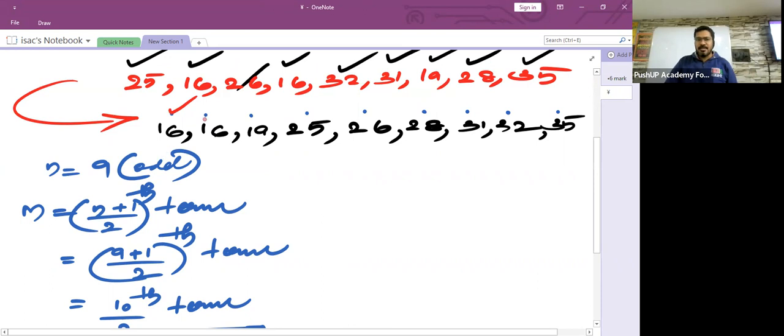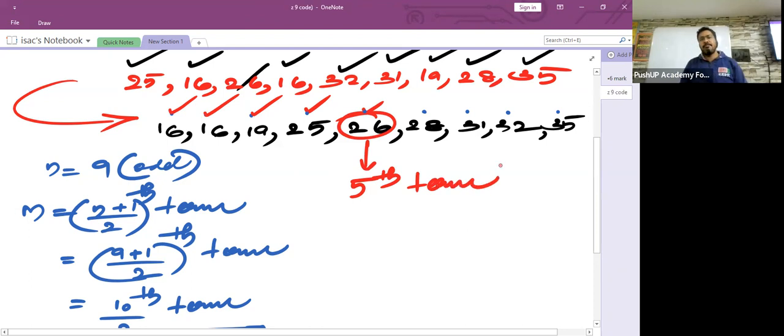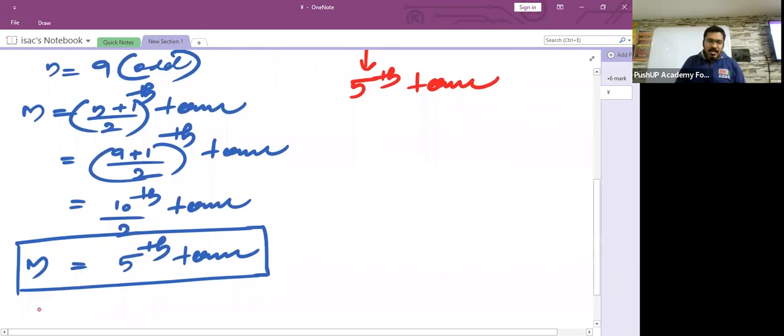16 is what? The first term. 16 is what? The second term. 19 is what? The third term. 25 is what? The fourth term. 26 is what? The 5th term. Do you all agree with this? In this arrayed data, 26 is the fifth term. So if you ask me, what is the median value for the given set of observations? The value will be 26, the median value.